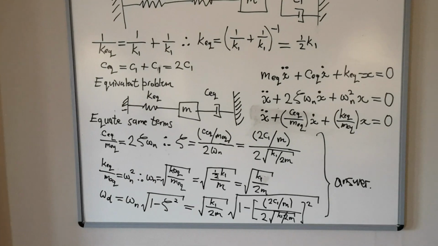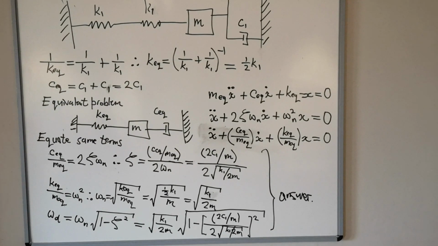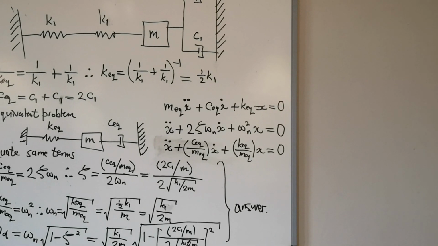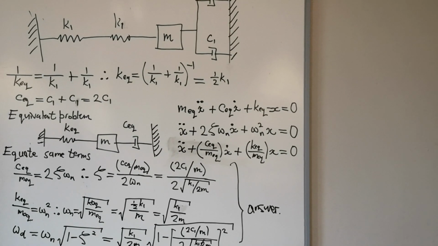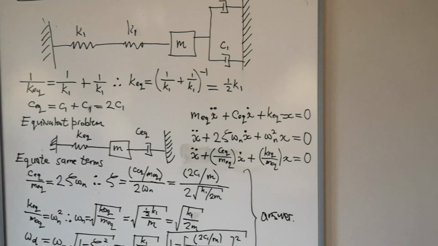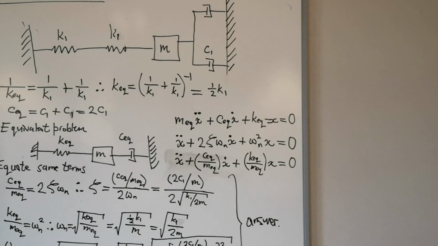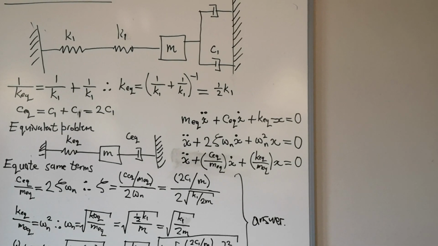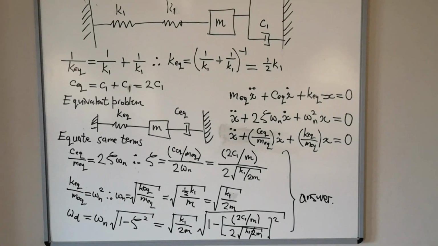How do we do that? We basically equate the terms that are looking the same. So on the equation on the right hand side, in front of the x dot dot there's 1 and there's 1. 1 is equal to 1. Leave it as is, you don't need to do anything. Look in front of the x dot. We have the 2 zeta omega n and we have a c equivalent over m equivalent. So equate these two and then we can get an expression.